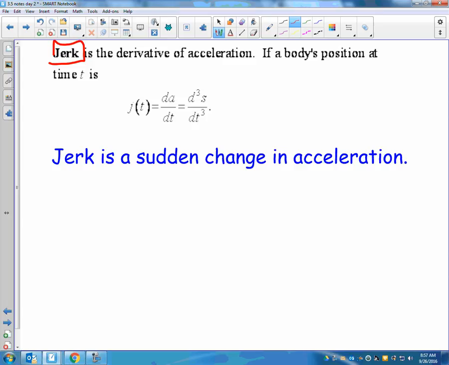We don't talk about jerk that much, but it's the sudden change in acceleration. In your textbook, they talk about if you're holding a cup of coffee, and there's a sudden change in acceleration, whether you hit the gas or you hit the brake, either one changing your acceleration, and your coffee spills, that would be called jerk.